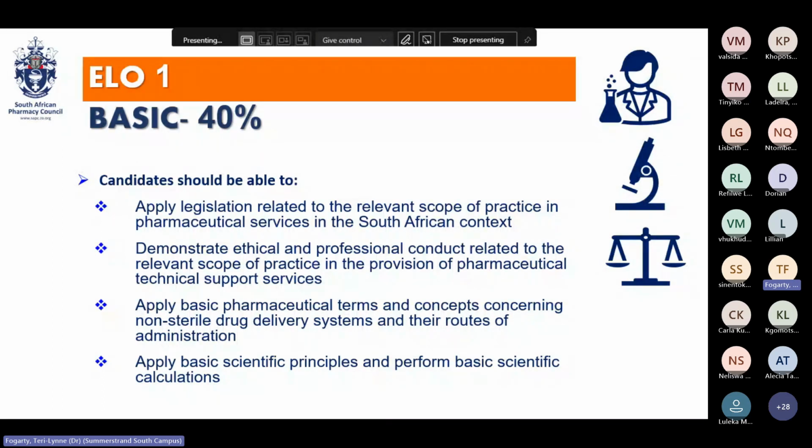Right, and then the very last one is to apply basic scientific principles and perform basic scientific calculations. And just now when we get to the calculation section, I will explain a little bit more to you about what we mean by basic scientific principles and basic scientific calculations.